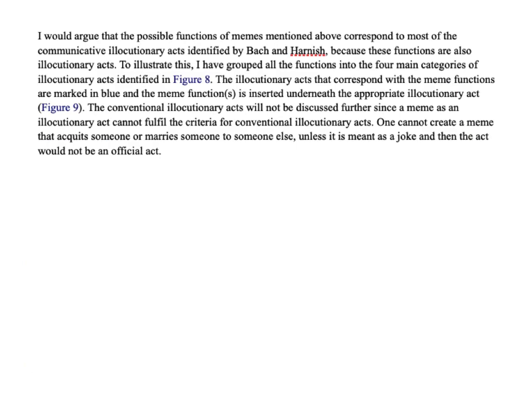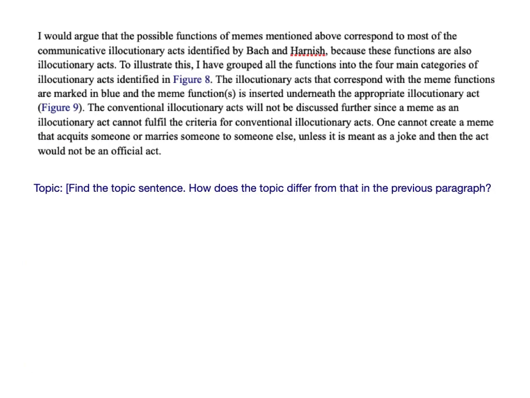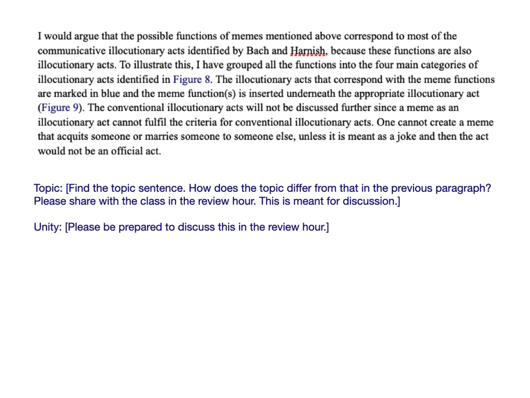Paragraph 2. Topic. For this paragraph, I'd like you to ask yourself how the topic differs from that in the previous paragraph. Please share with the class your findings in the review hour. This is meant for discussion. With regard to unity, please do the same. We should discuss this in the review hour together. Some transitions found in this reading are to illustrate this, unless, because, and then, and since.